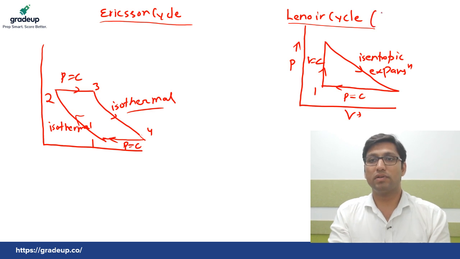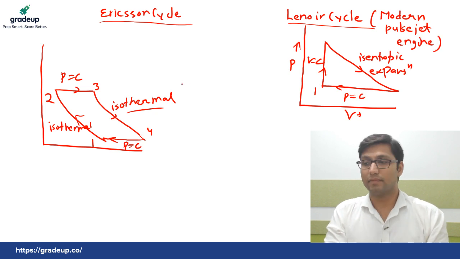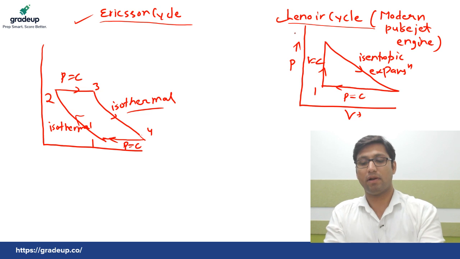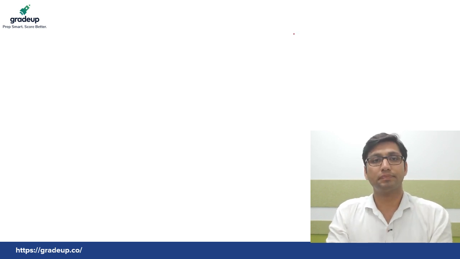This is used in the modern pulse jet engine. In the modern pulse jet engine, we use this cycle. Is that clear to you? So these are some air standard cycles that you should remember, and these are some important formulas of air standard cycles.